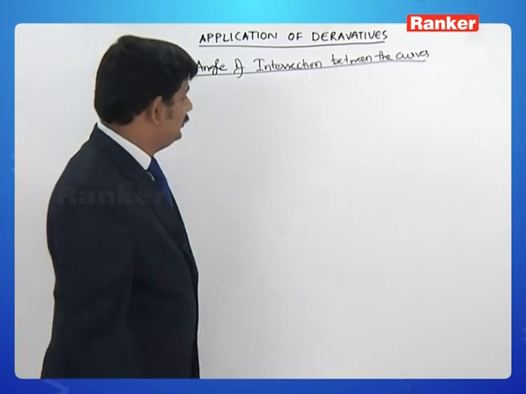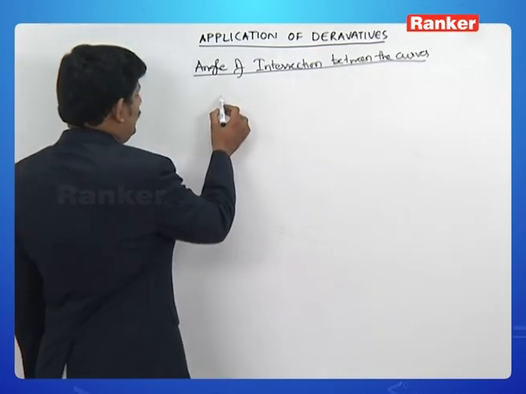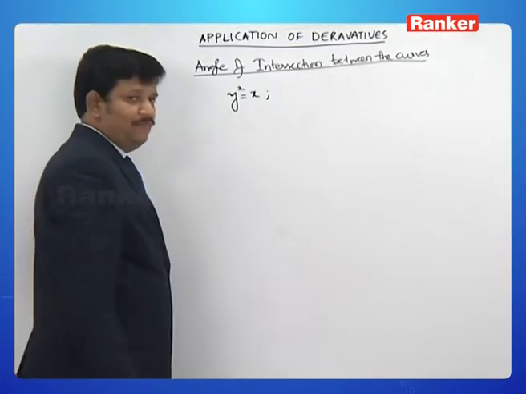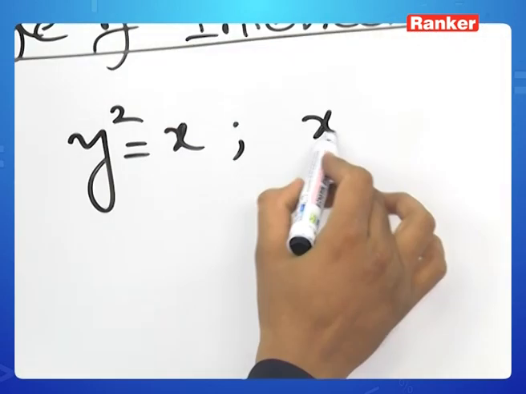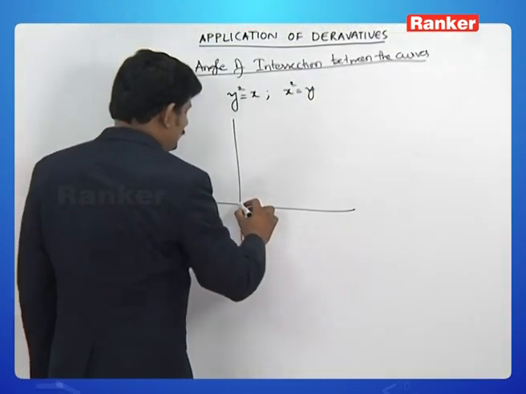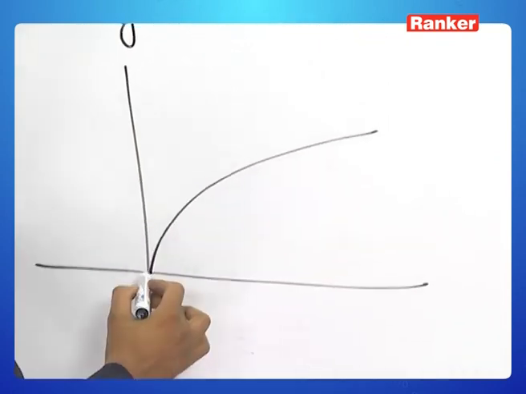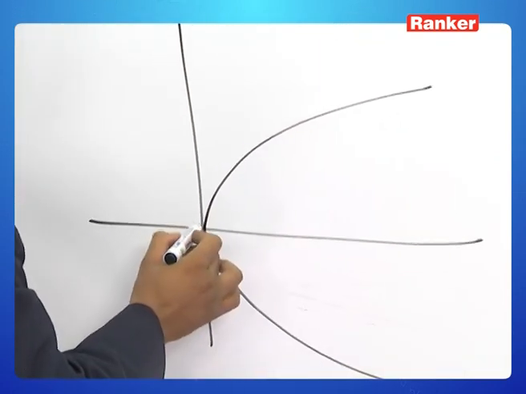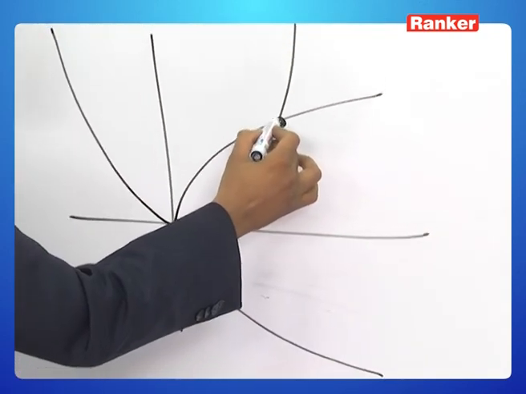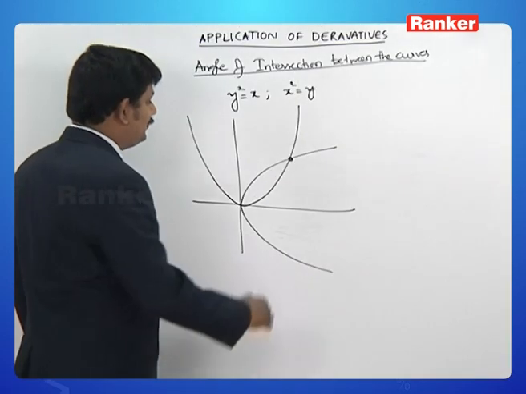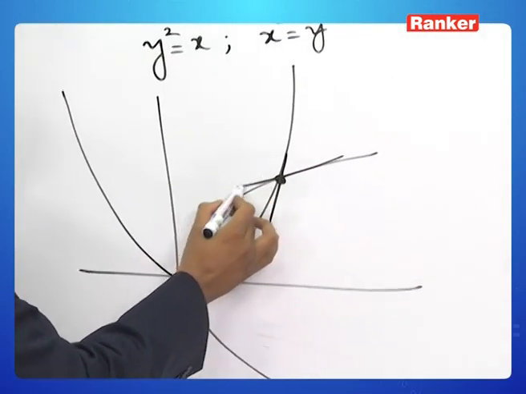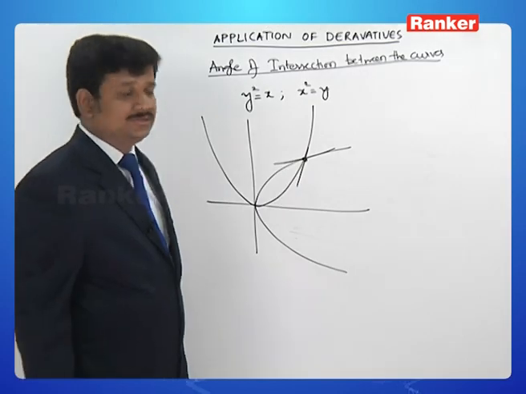Let us look at another example. Let us say we want to find the angle of intersection of the curves y square is equal to x and x square is equal to y. Y square is equal to x, this is how the curve would be, and x square is equal to y, this is how the curve is. They intersect at a point, and we are asked to find the angle between the curves, which is nothing but the angle between the tangents at the point of intersection.